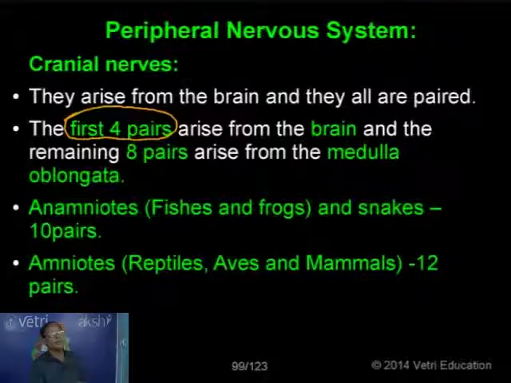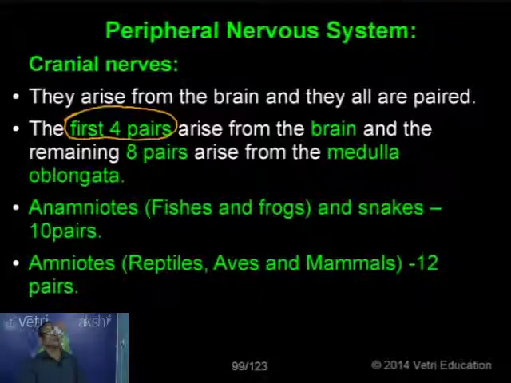The remaining 8 pairs start from the 5th cranial nerve, the trigeminal, and go up to the 12th, the spinal accessory. The last one, the hypoglossal, is the 12th nerve. All these 8 pairs of nerves originate from the medulla oblongata. So all the cranial nerves originate from the brain: the first 4 pairs from the first part, and the remaining 8 pairs from the last part of the brain, the hind brain, namely the medulla oblongata.